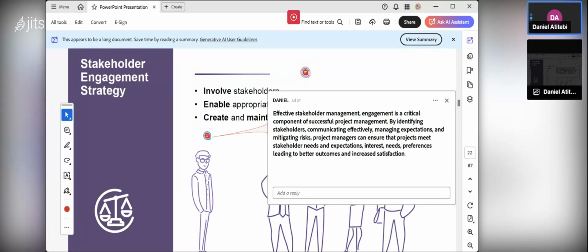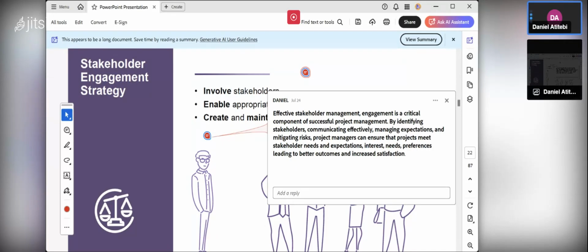And engagement is a critical component of successful project management. So identifying the stakeholder is one of the engagement strategies. Communicating effectively with the stakeholder is one of the ways you can engage the stakeholder. Then managing the expectations of the stakeholder is one of the strategies, and mitigating the risk of the project, especially the risk that affects them, is one of the engagement strategies.